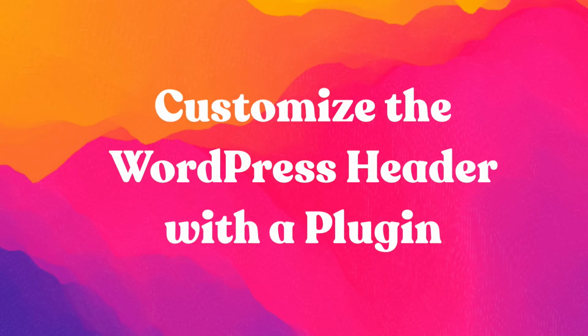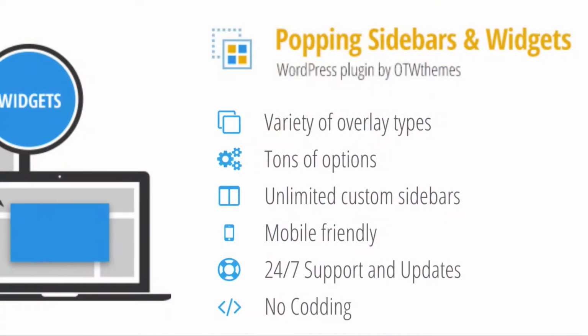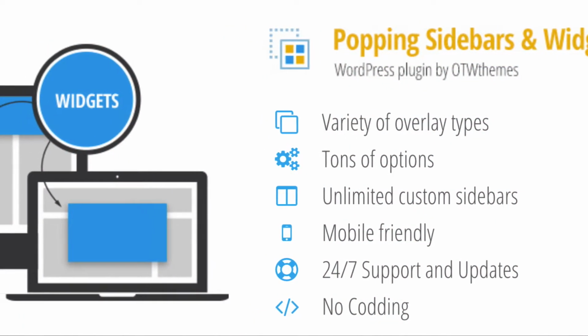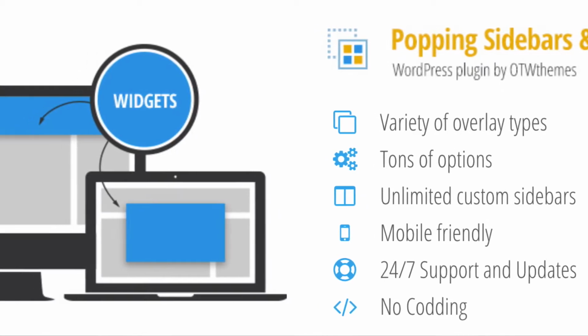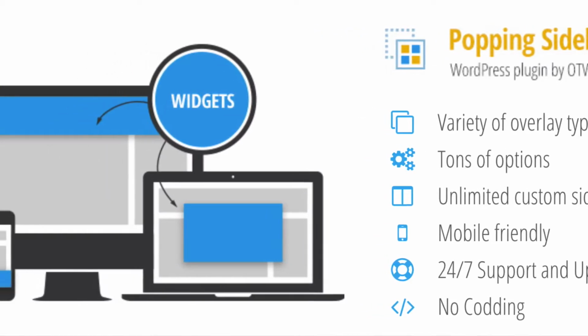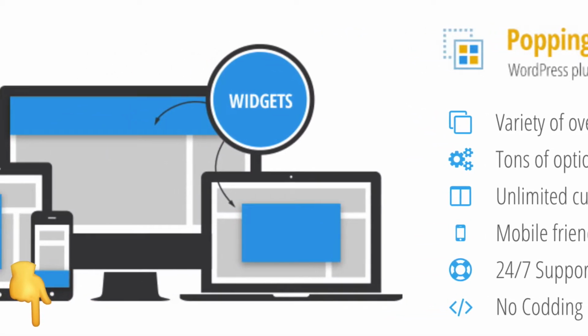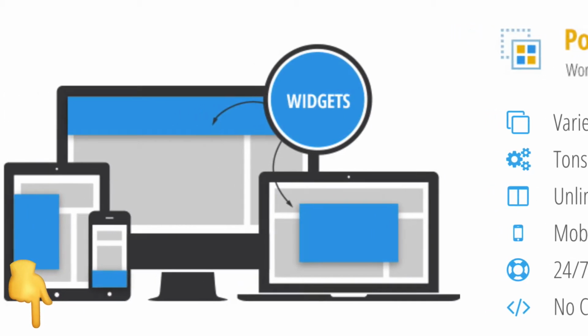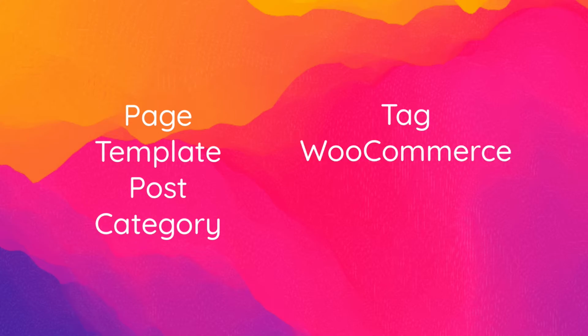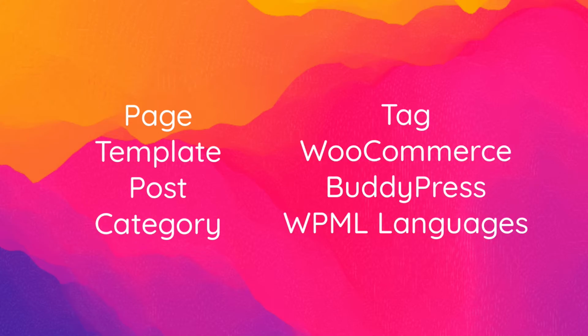You can streamline your process customizing headers in WordPress by using a plugin. We recommend the Popping Sidebars and Widgets plugin. It gives you the option to create widgets or a little box that contains a specific section. Once they're created, the plugin allows you to add these widgets to the header. The widgets can be visible on your choice of a page, template, post, category, tag, WooCommerce, BuddyPress, and even WPML languages.